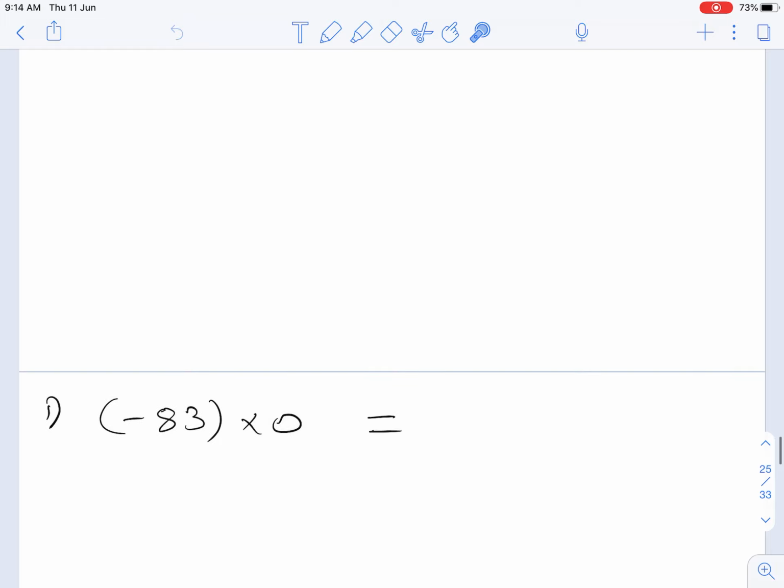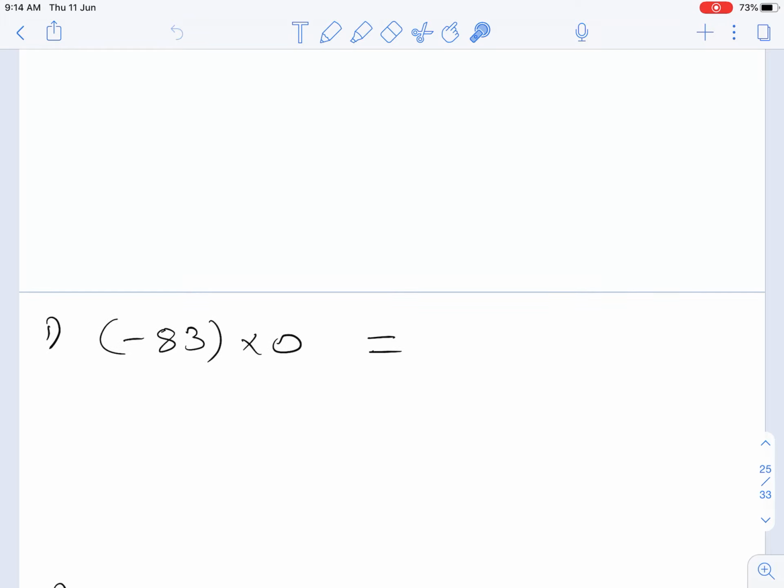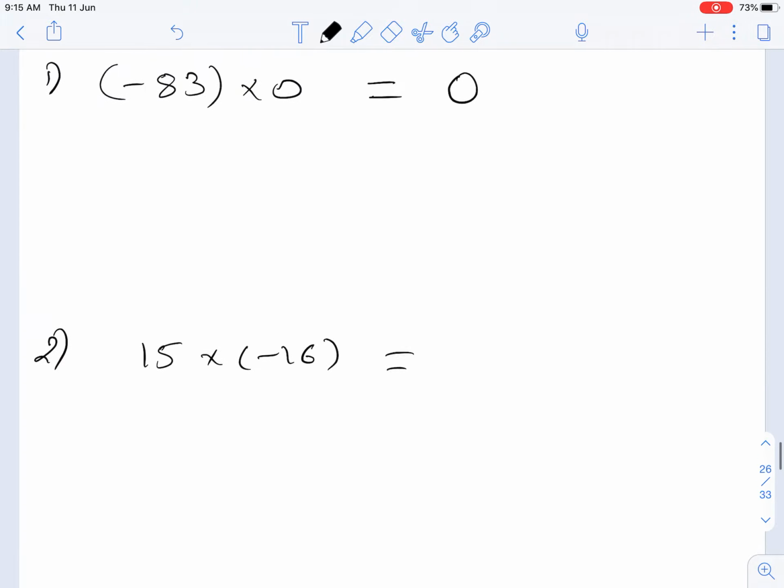Your first example is: multiply minus 83 into 0. We have learned that any number multiplied by 0 is equal to 0. So here minus 83 into 0 will be 0. The property that any number multiplied by 0 is equal to 0 is known as the property of 0. Now let us see the next example.